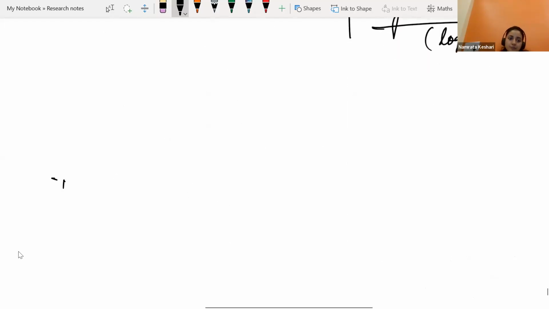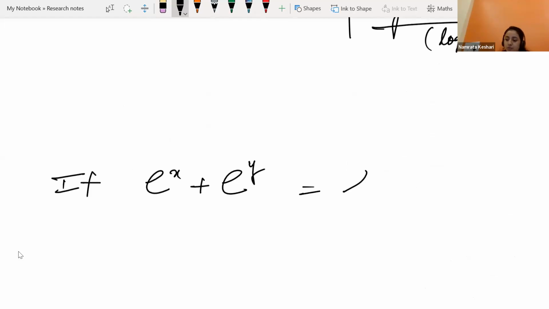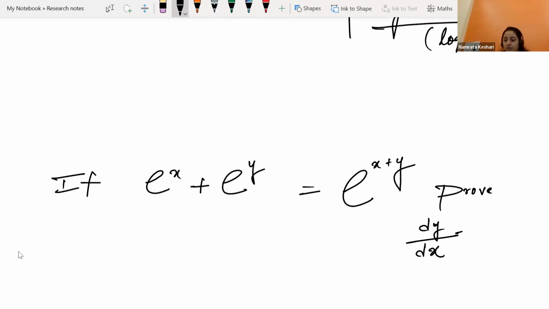If e to the power x plus e to the power y is equal to e to the power x plus y, then prove that dy by dx plus e to the power y minus x is equal to 0. Let's do it, Fatima.